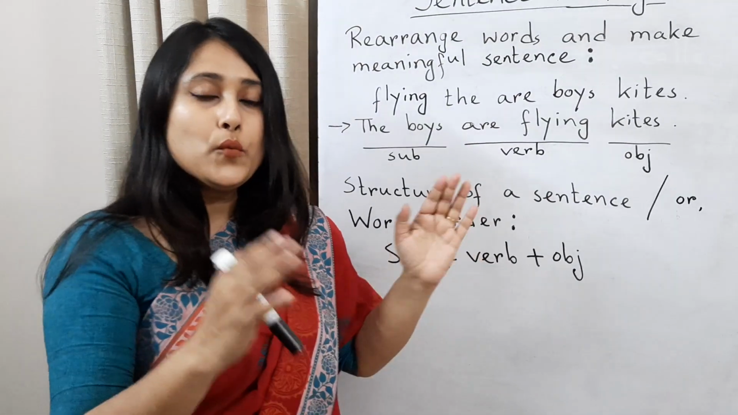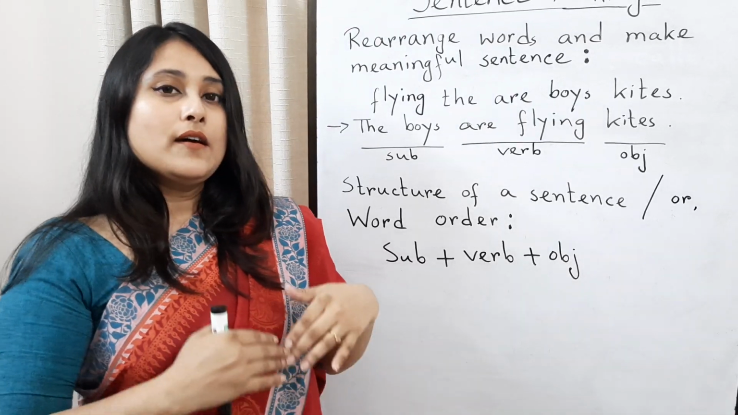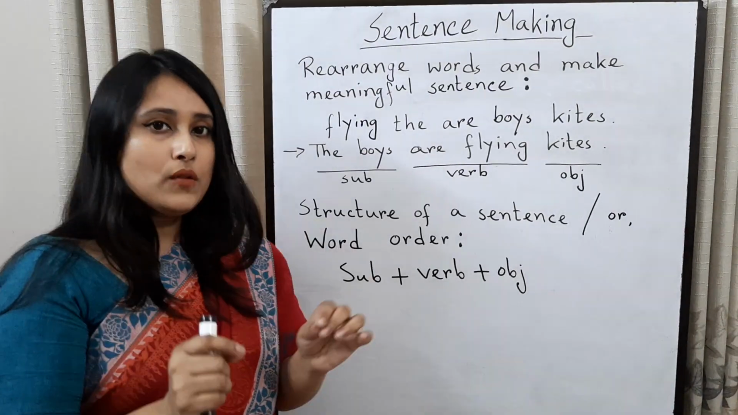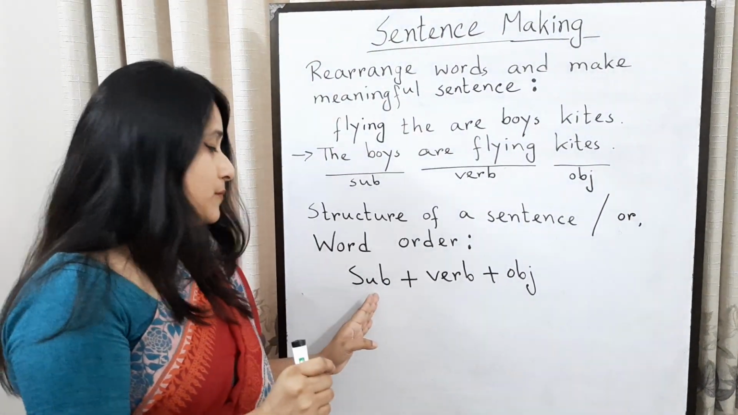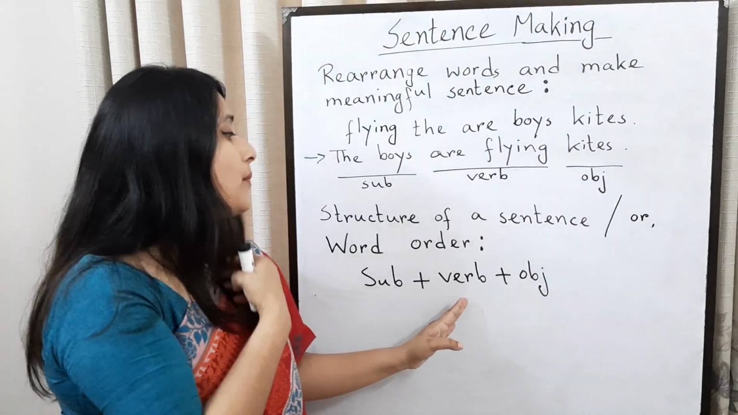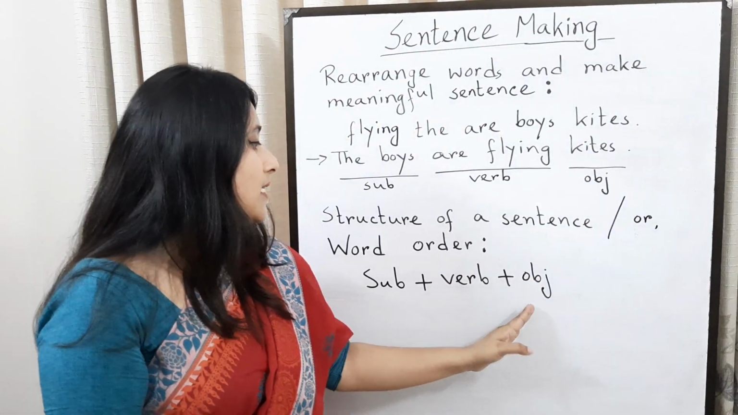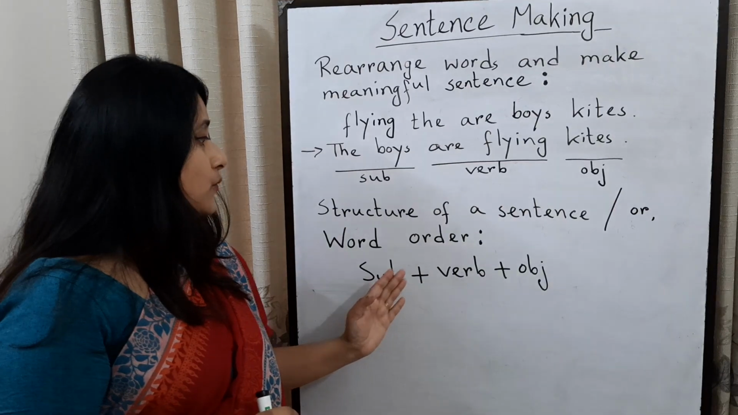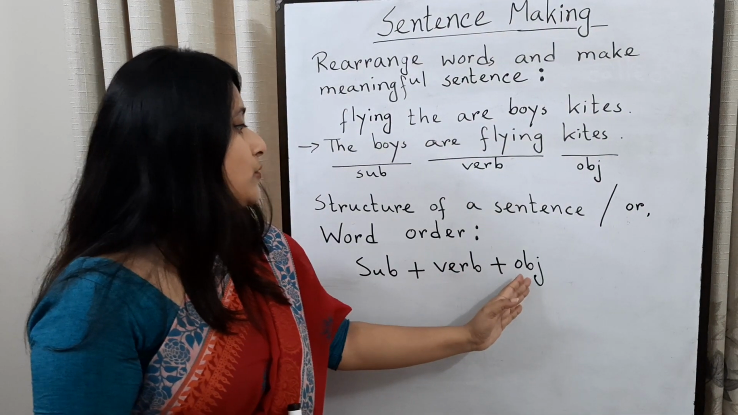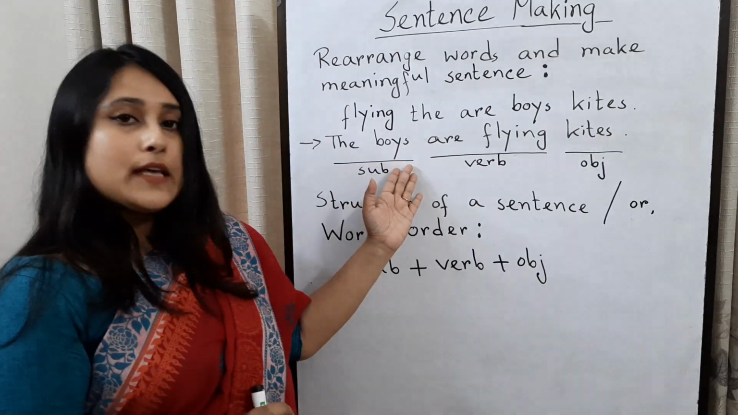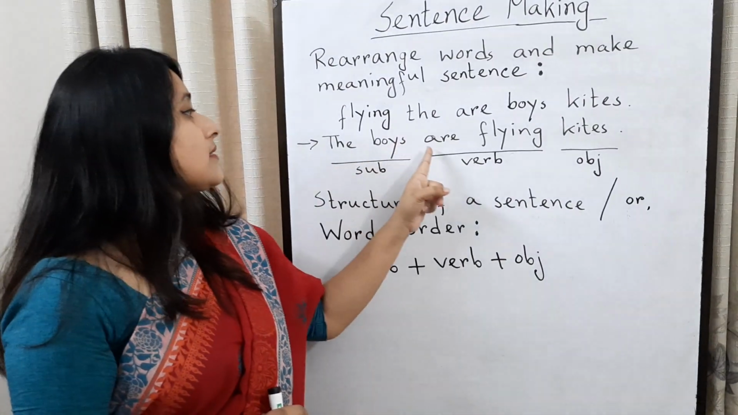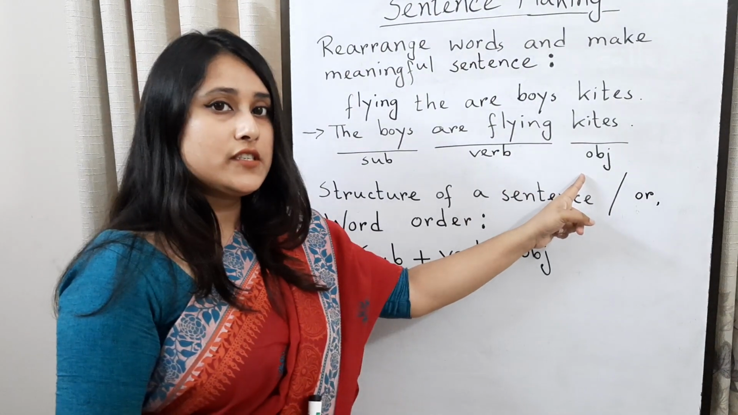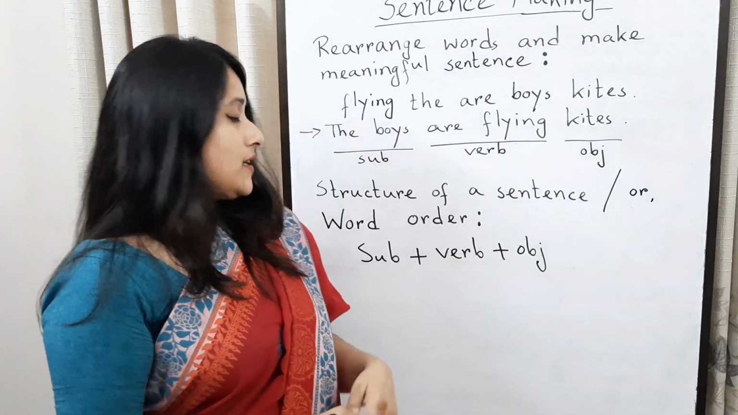Word order means which word will come first and what next, then what next. In a simple sentence, always bring the subject in the first place. Then the verb will come, then the object will come. This is the general structure of a sentence. So we can find the subject, then verb, then object. And see this example, the boys is the subject, are flying is the verb, kites is the object here. Let's see another example.